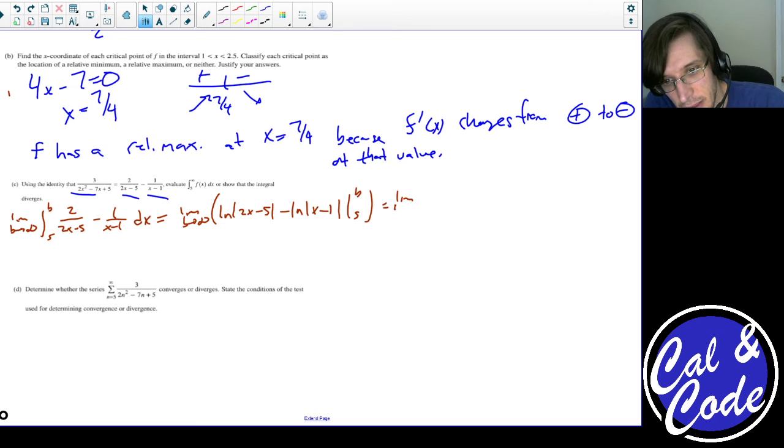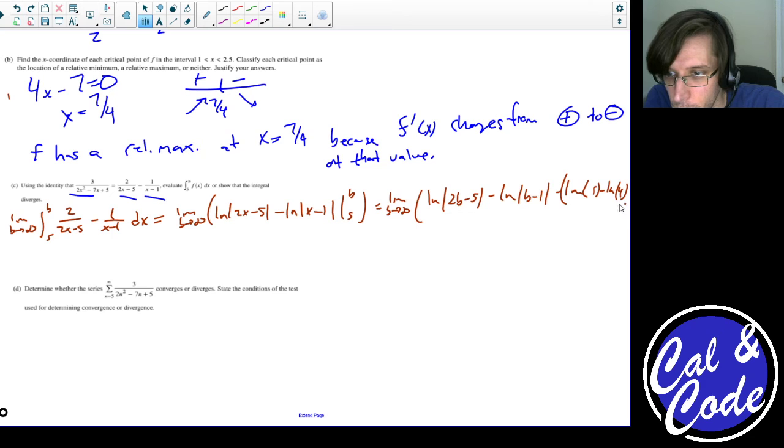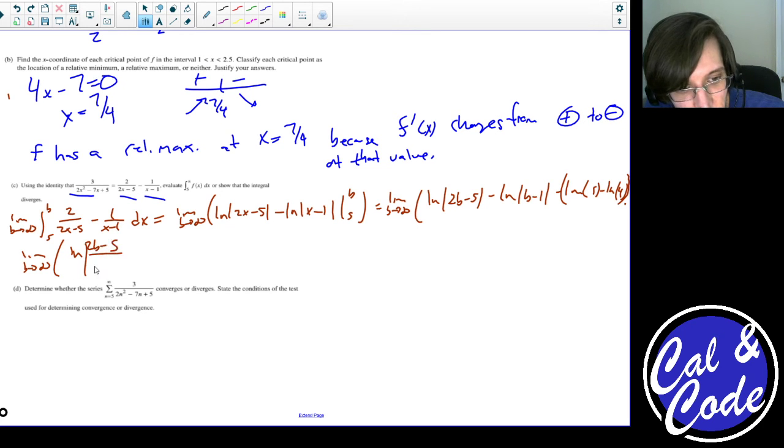That is, the limit as b goes to infinity of the natural log of the absolute value of 2b minus 5 minus the natural log of b minus 1, minus the natural log of what happens when I put in 5, which is the natural log of 5 minus the natural log of 4. So we have the limit as b goes to infinity of the natural log of the absolute value of (2b minus 5) over (b minus 1), minus the natural log of 5/4.